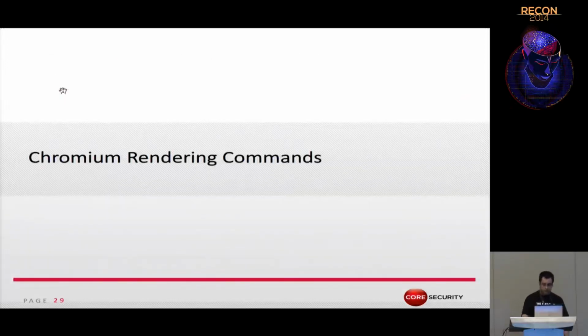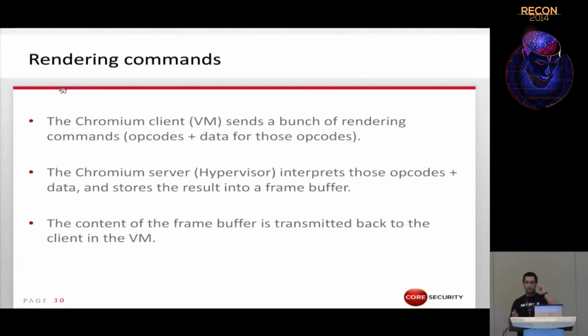So we already talked a bit about the Chromium rendering commands. When a Chromium client converts the calls to OpenGL functions to rendering commands or bytecode, they are sent to the Chromium server. The Chromium server will process that bytecode and store the results into a frame buffer, and then the frame buffer will be transmitted back to the guest.